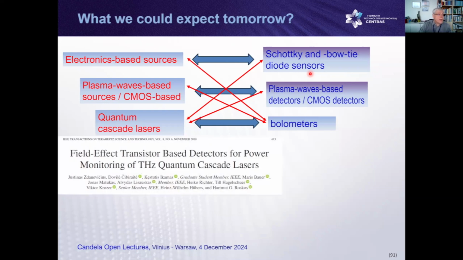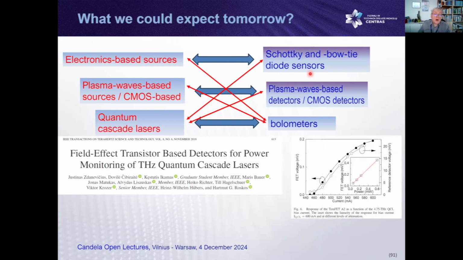As one example, I would like to mention one work made by the Frankfurt group together with the Vilnius group. They used field effect transistor detectors as a power monitor of terahertz quantum cascade lasers, and the operation was at 4.55 terahertz, and they used it for room temperature recording using terahertz field effect transistors. A nice result, which shows how good the options using CMOS devices are and how promising quantum cascade lasers can be if we go to room temperature operation.